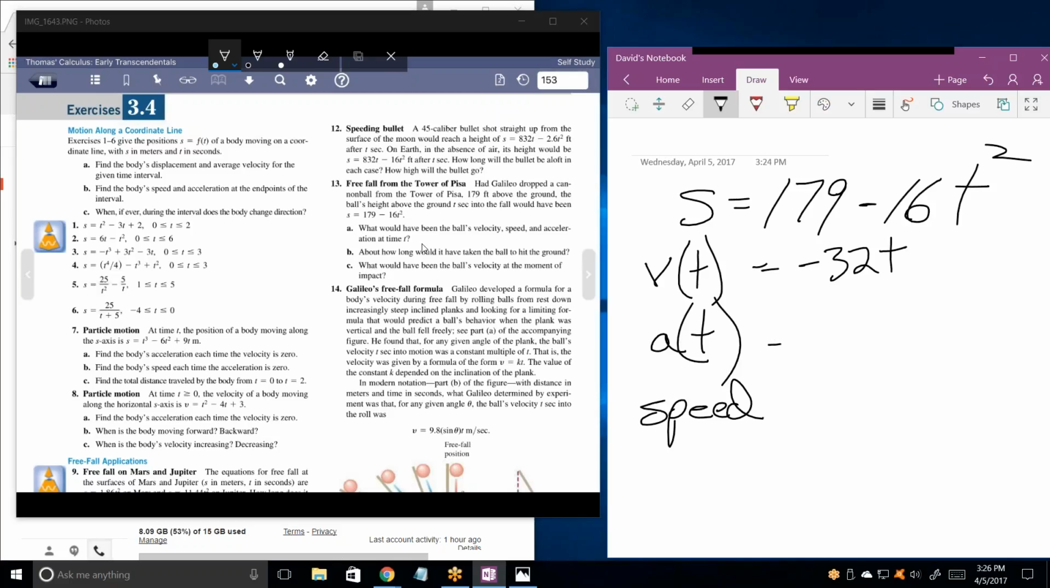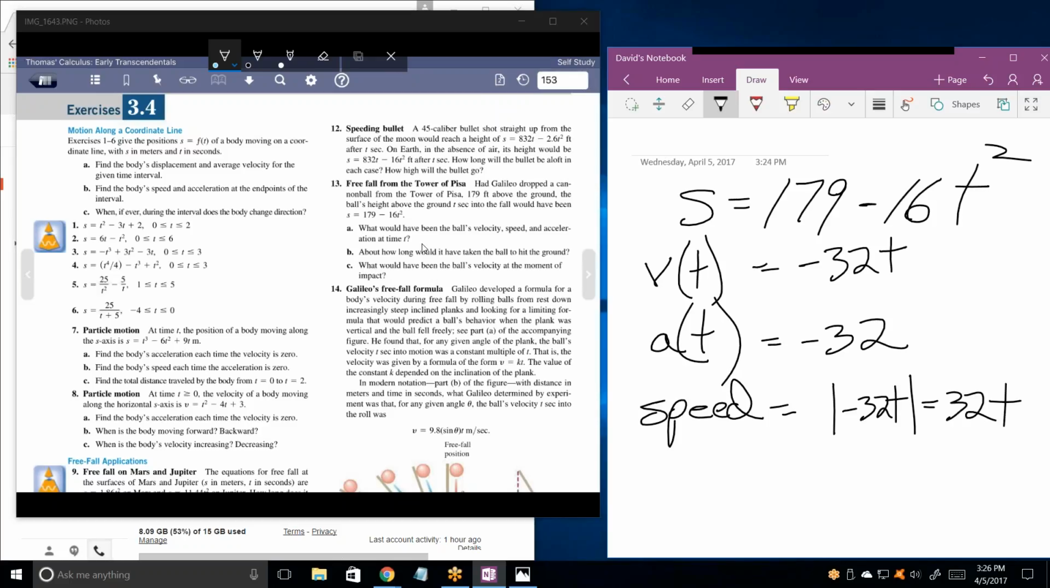What's the acceleration function? Just take the first derivative of v of t. In other words, acceleration is always the first derivative of velocity. Velocity is always the first derivative of position. So negative 32. Speed is always the absolute value of velocity. So that would be 32t.